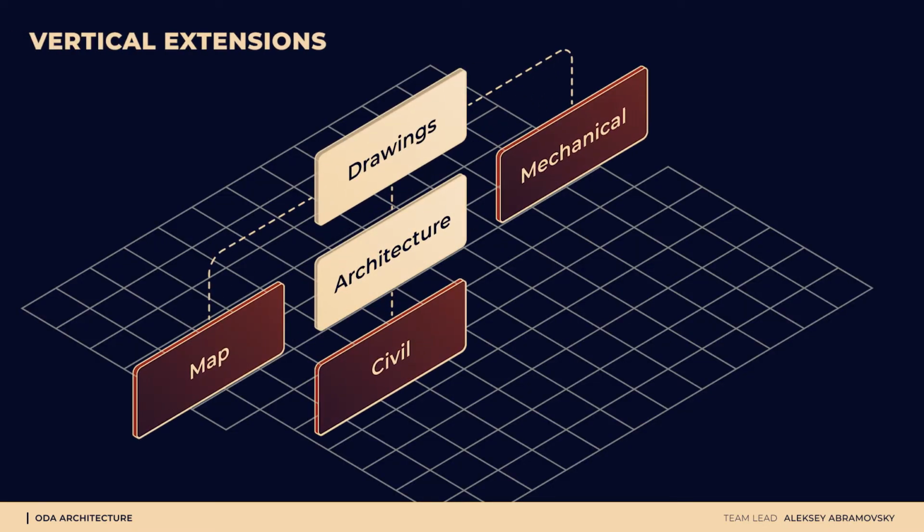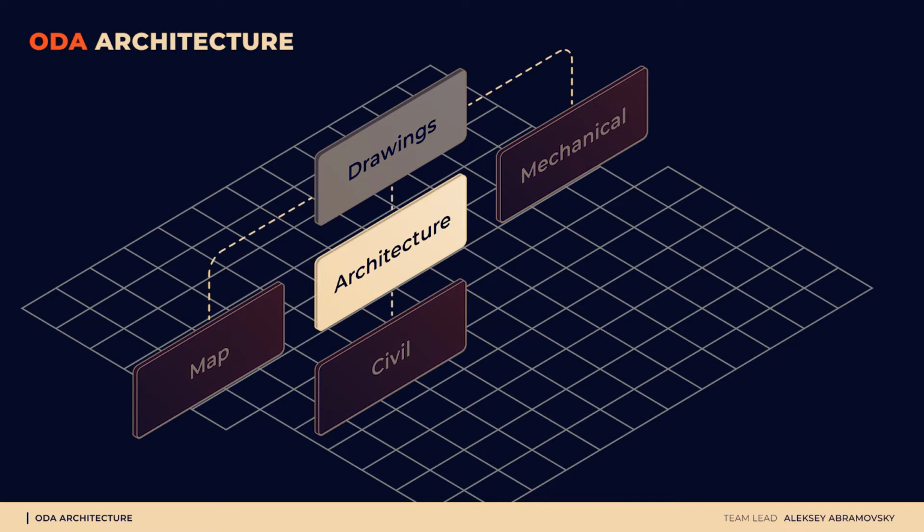And today I would like to provide some information about Architecture SDK. Architecture SDK is one of the vertical extensions. It is a part of the basic package and is available for our members without any additional fee. Architecture SDK is a tool for architectural design planning.